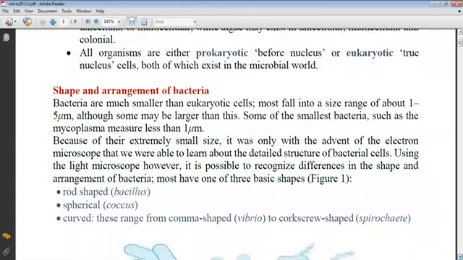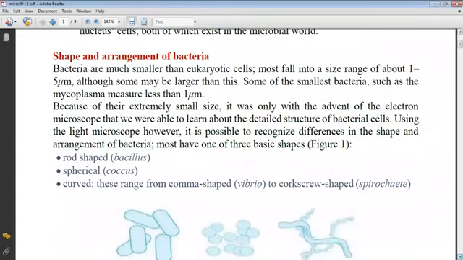Shape and arrangement of bacteria. Bacteria are much smaller than eukaryotic cells. Most fall into a size range of about 1 to 5 micrometers. Although some may be larger than this, some of the smallest bacteria, such as the mycoplasma, measure less than 1 micrometer.